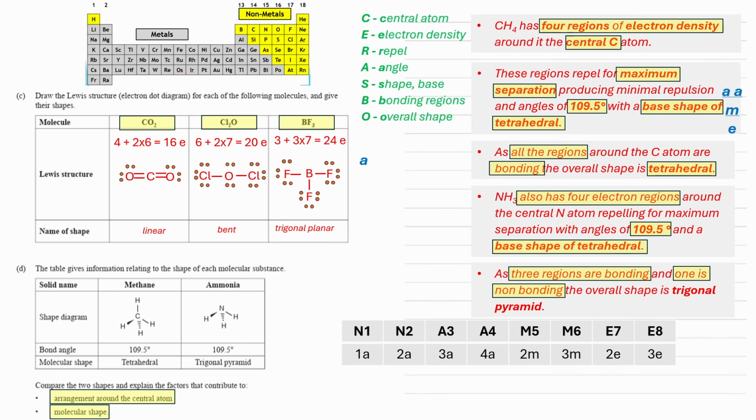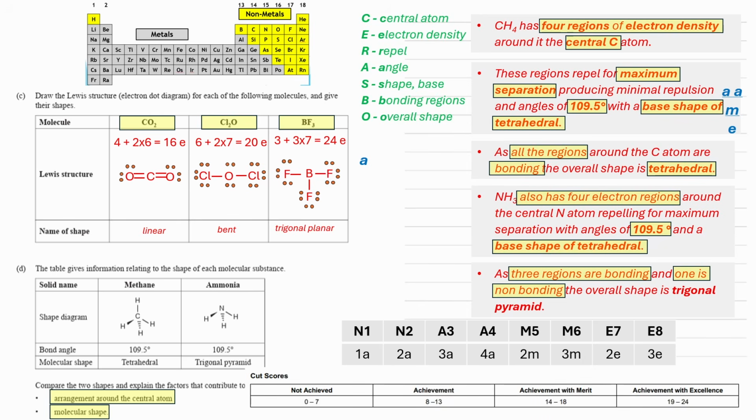Now, in this case, we got achieved for, we talked about the Lewis structure. So if you got 2 correct Lewis structures with their name, you got achieved. If you identified the correct number of bonding and non-bonding regions, then they gave you an achieved for this. If you recognized electron density regions that are arranged for maximum separation or minimum repulsion, they give you an achieved.